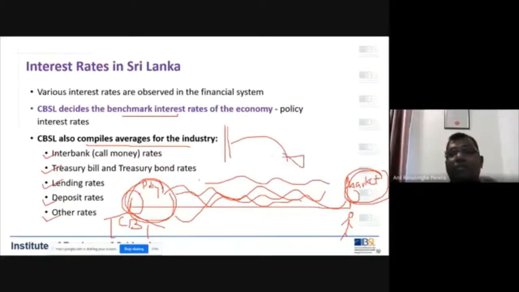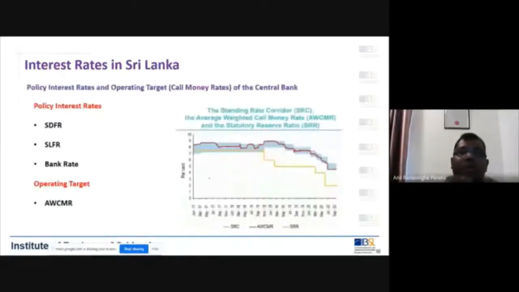So through market actions, these rates are decided. The central bank is basically providing information to the market on these different interest rates. So the benchmark, as I said very clearly, is the policy interest rates.